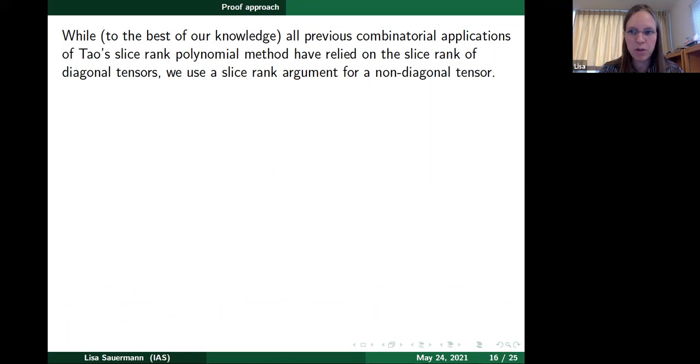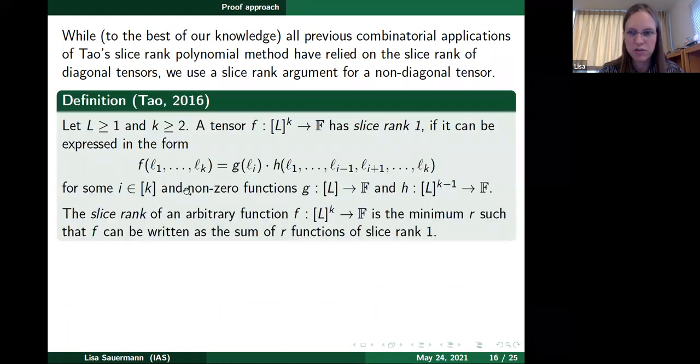But in order to say a bit more about this, I should first make some definitions. Many of you have seen these definitions before, but let's remind everyone. For L being at least 1 and K being at least 2, Tao defined the slice rank of a tensor. We first say that a tensor f from L to the K to some field F has slice rank 1 if it can be written as a product, f of l1 to lk is g of li, a function of just one of these variables, times a function h of the other variables. If we can factor f in this way, then we say it has slice rank 1.